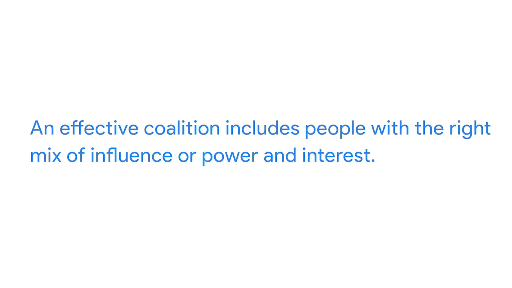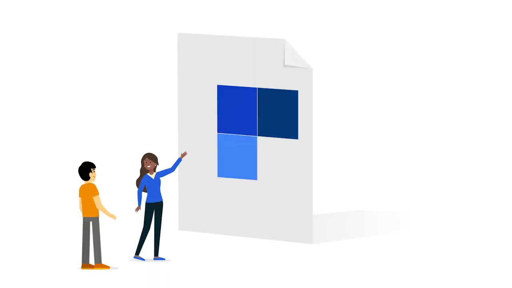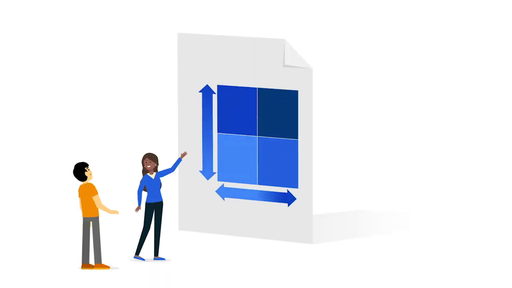An effective coalition includes people with the right mix of influence or power and interest. In other words, identify people who can help you achieve your goal through their vested interest and expertise on the subject of your project. You'll also want to balance your coalition with people who have a high level of power in your organization to help influence and get things done. A stakeholder analysis is a useful tool to help guide coalition building. Once you've decided who's a good fit for your coalition, reach out to them and ask for their support.